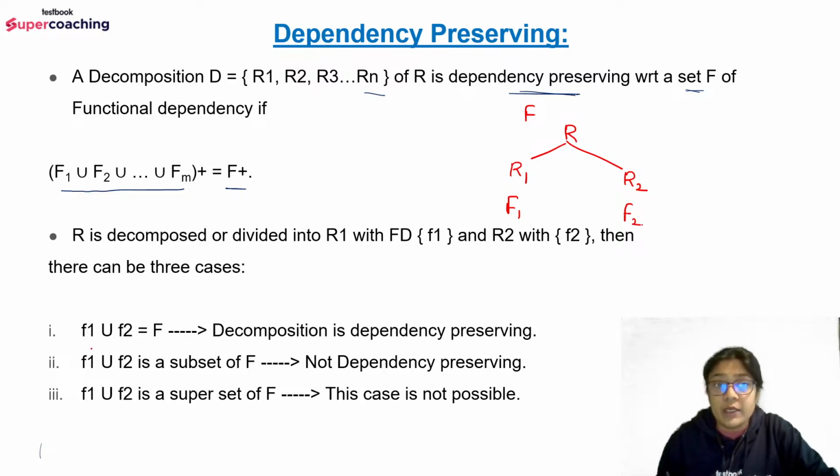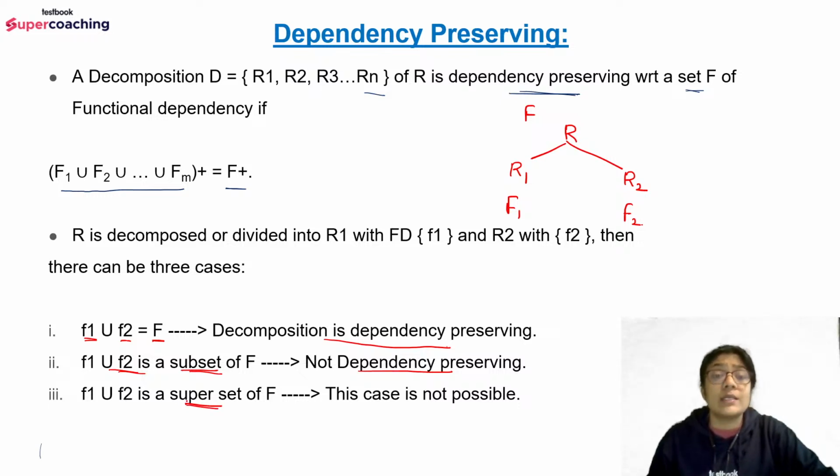Now F1 union F2 यानी कि functional dependency set 1 और जो functional dependency set 2 है, दोनों को मिलाकर original relation R की सारी functional dependencies आ रही हैं, then we'll say that decomposition is dependency preserving. If it is generating the proper subset, अगर subset आ रहा है, then it is not dependency preserving. और अगर superset आ रहा है, superset वाला केस कभी भी possible नहीं हो सकता, because it cannot produce any new dependency from its own side. Is this point clear? So this is about the introduction to dependency preserving.